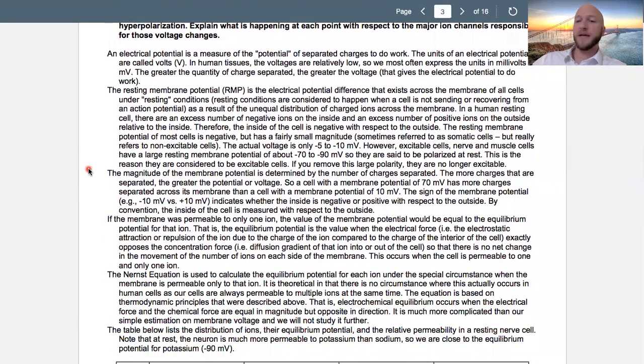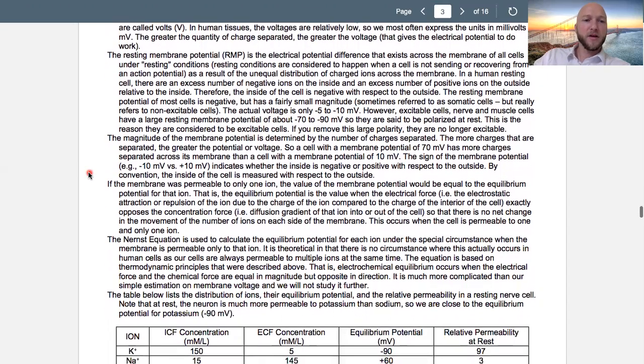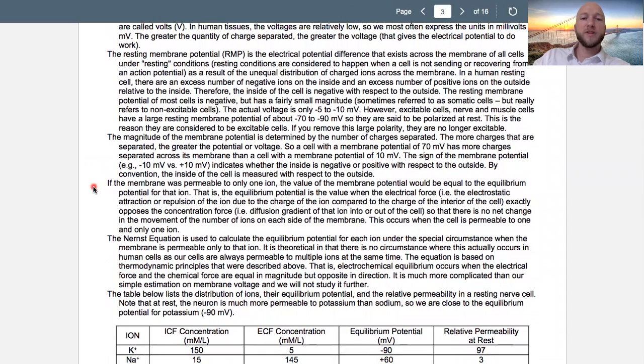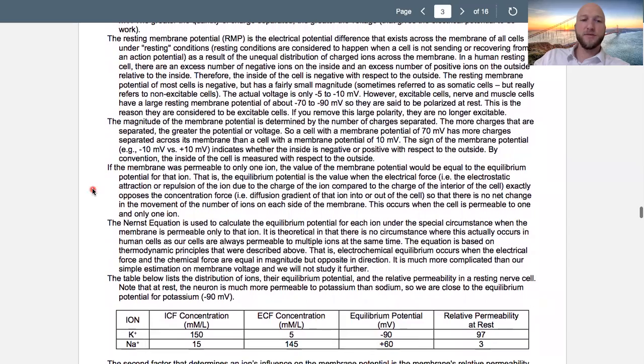So we talked about how the resting membrane potential is created. We talked about how you can create EPSPs and IPSPs by changing the membrane permeability to different ions, by opening up sodium channels, opening up potassium channels. The question asks about the equilibrium potential for individual ions.